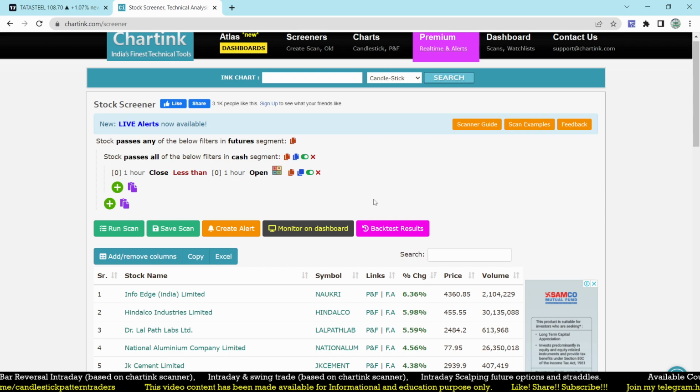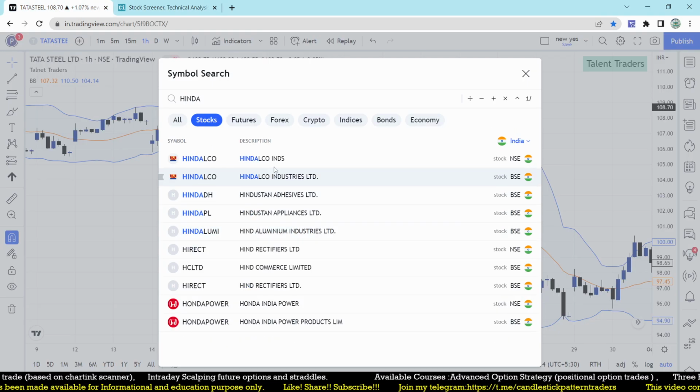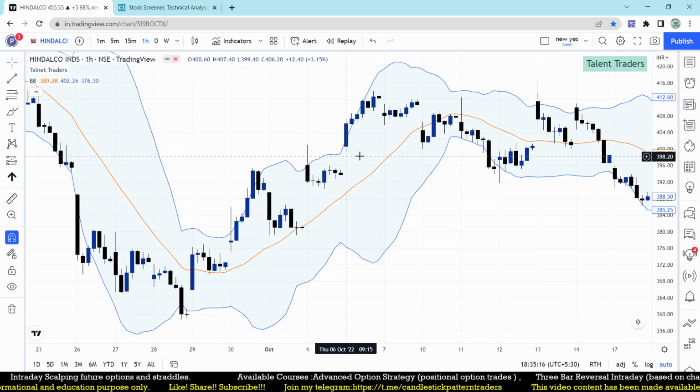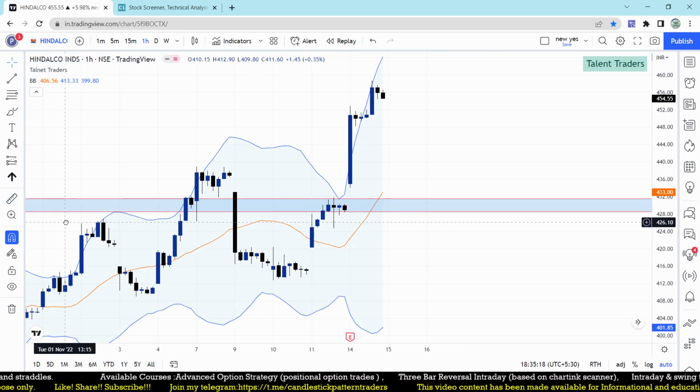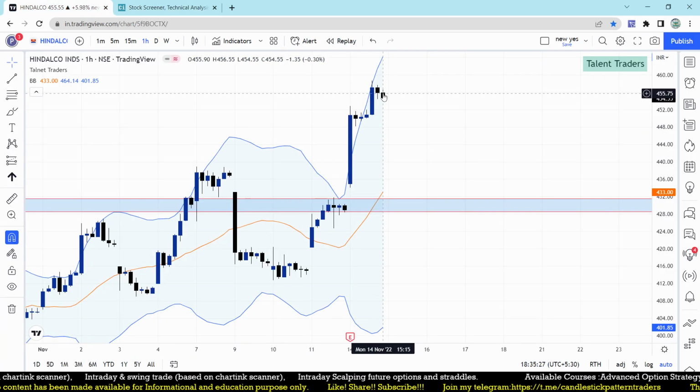If I check HINDALCO, let me check what happened there. Red candle on the first 1 hour. See, about a green candle, close. That means the current candle. The current candle is showing you, right?